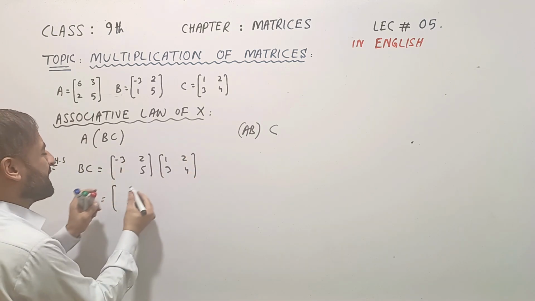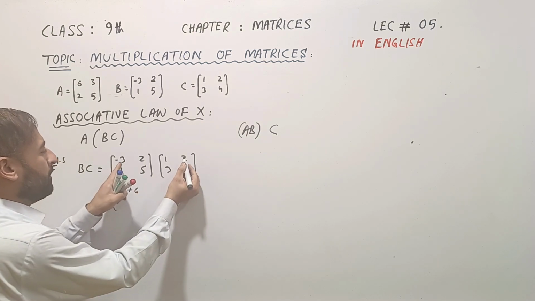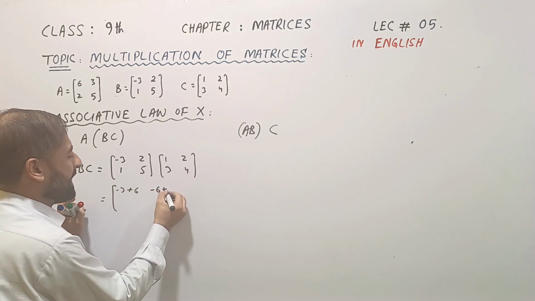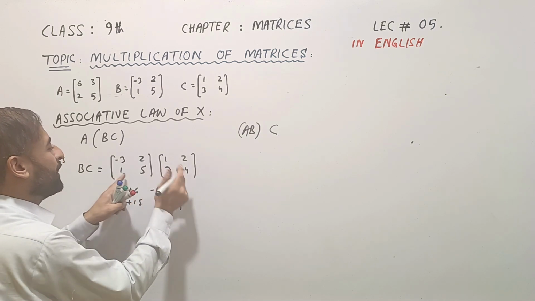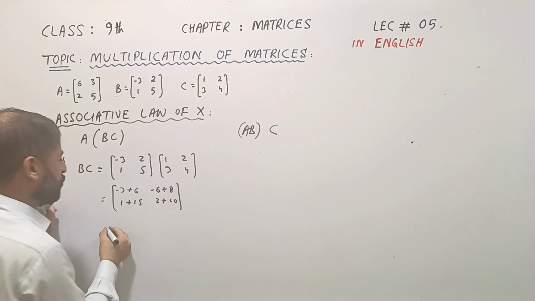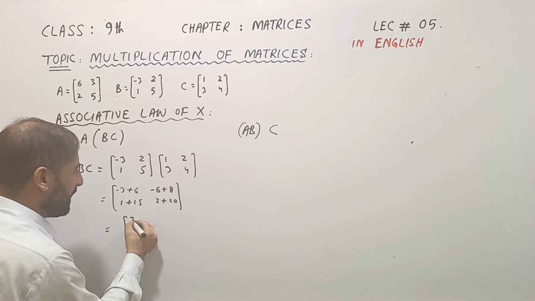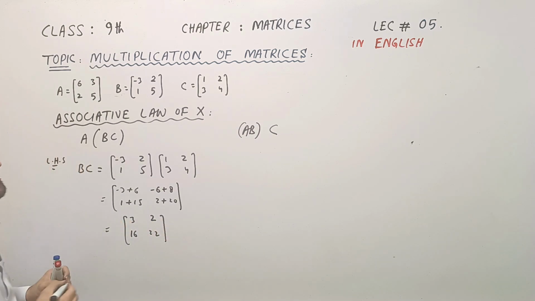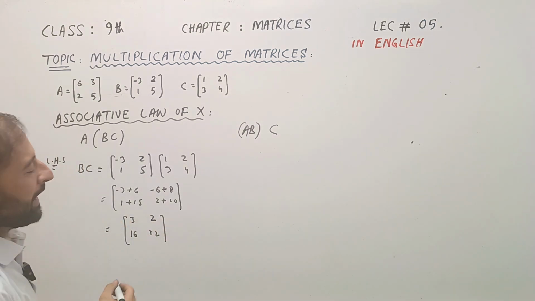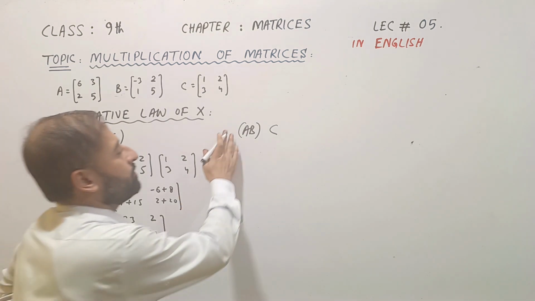Multiply them. Minus 3 plus 6, minus 6 plus 8, then 1 plus 15, and then 2 plus 20. Students, it is 3, 2, 16, 22. It is BC. Now, A multiplied by BC.